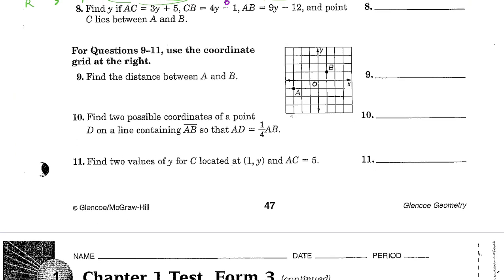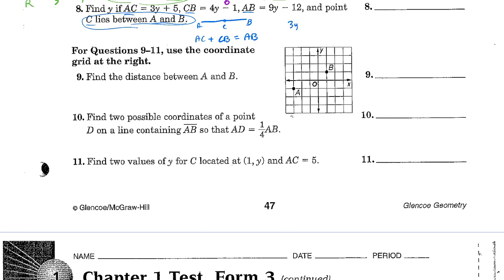Find y if AC is, it's okay. What are we really given here? We're given an AC, a CB, and an AB, and point C lies between these. Oh, so that means we've got a segment where we have an A and a B and a C in between. So we know that AC plus CB, so part of the journey plus the rest of the journey equals the whole journey. That's the very definition of betweenness, or being collinear.